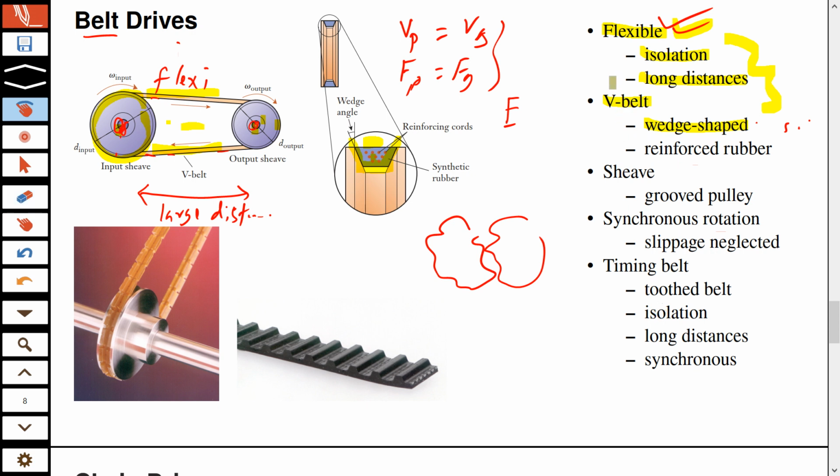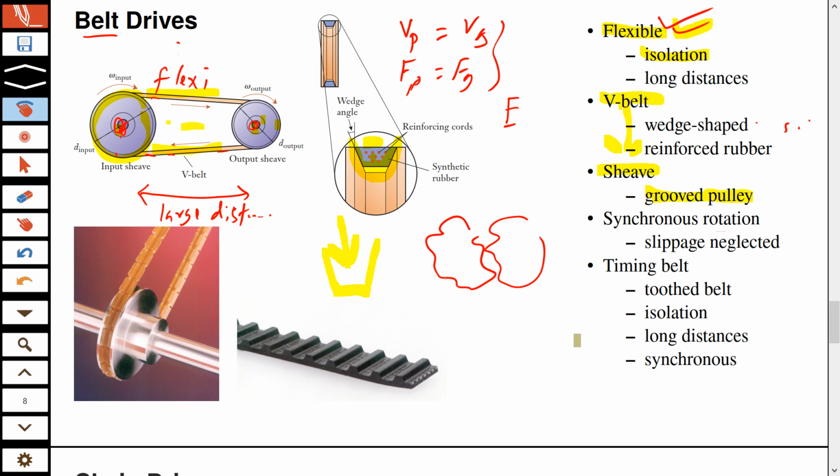Because this V belt must fit into the pulley, the pulley must also be made in a special way, and that's why it's called a sheave. If a pulley is grooved, so that you have this groove in it so that the belt fits in, you call it a sheave. So a sheave is just a fancy name for grooved pulley. Remember, you need a V belt, and it must fit in what is called a sheave, and sheave is just another name for grooved pulley.